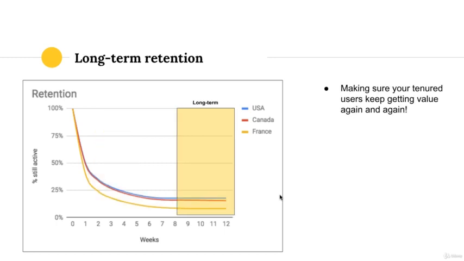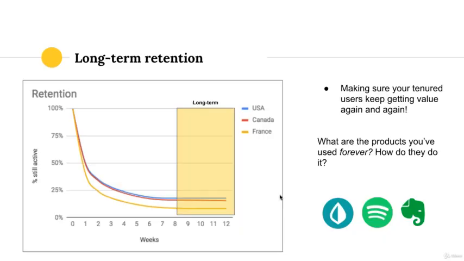Finally, we have long-term retention. And this is really about making sure your tenured users keep getting value again and again so that they really do stick around in the long term. So if you think about products that you've used forever, try and think about, how do they do that? For me, 3 products that come to mind right off the bat are Mint, Spotify, and Evernote. These are 3 products I just use all the time. I've used them for years now, and I can't really imagine not using them at this point. So they're really doing a lot to make sure that I keep getting value from them.